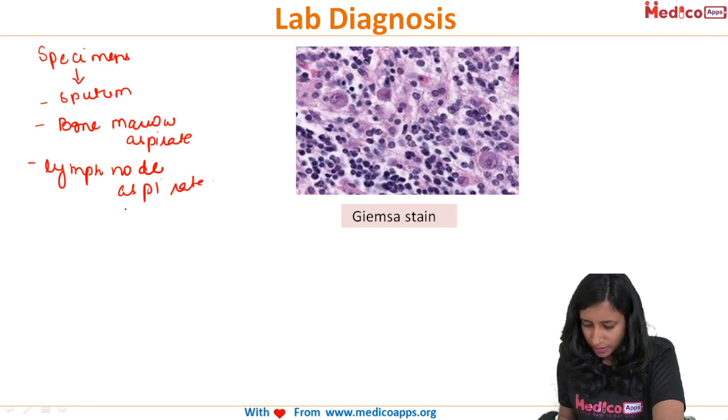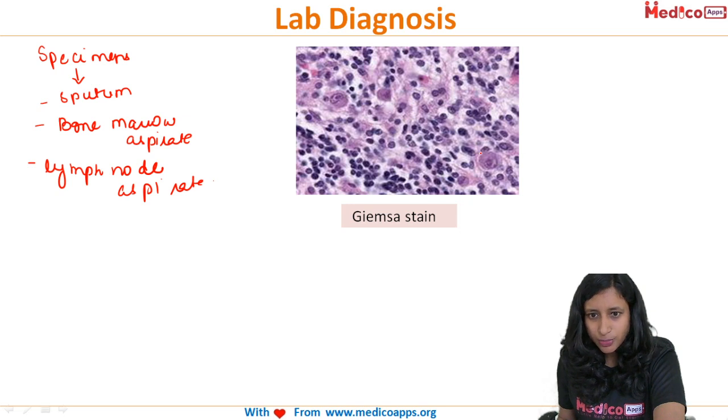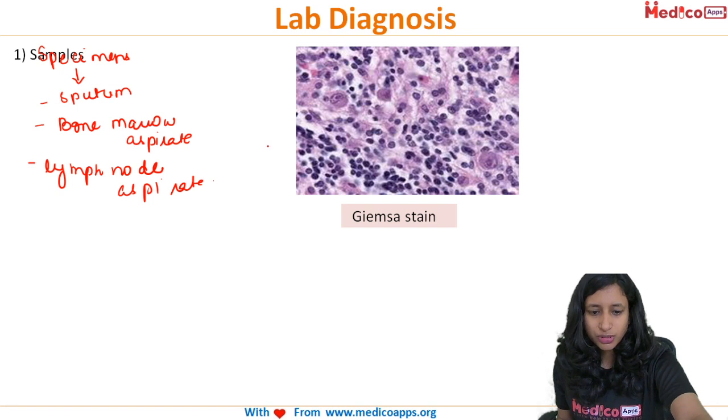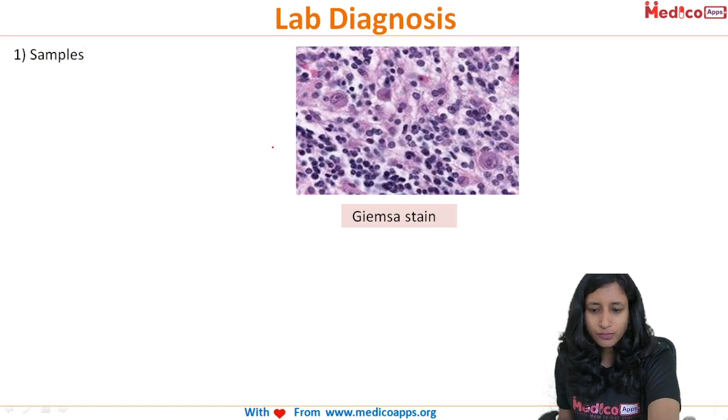And what do you do here? So here you do a histopathological examination, and that is done with the help of your Giemsa stain or your PAS stain. And what you see here is narrow-based budding within the macrophages. So you see yeast cells which have narrow-based budding, and these are seen inside the macrophages. So this is a typical feature that you see.